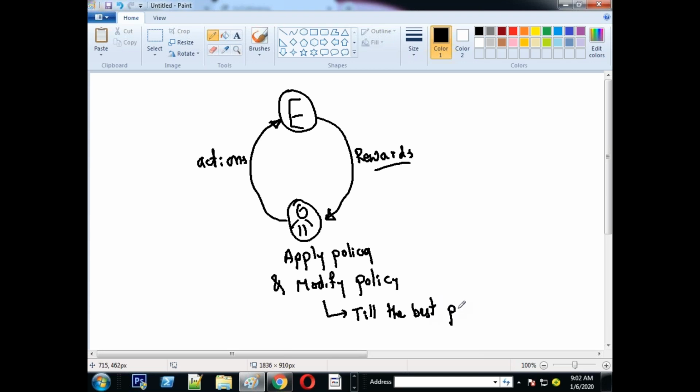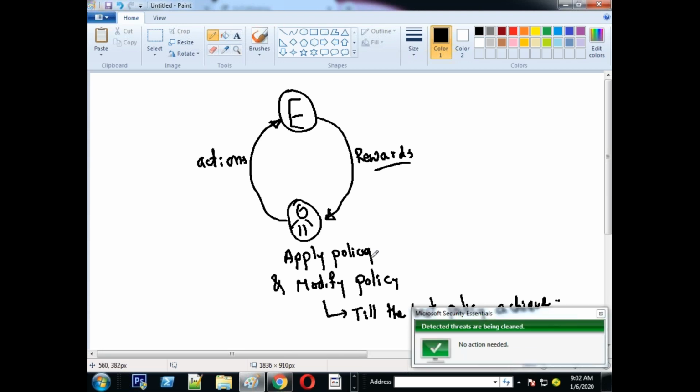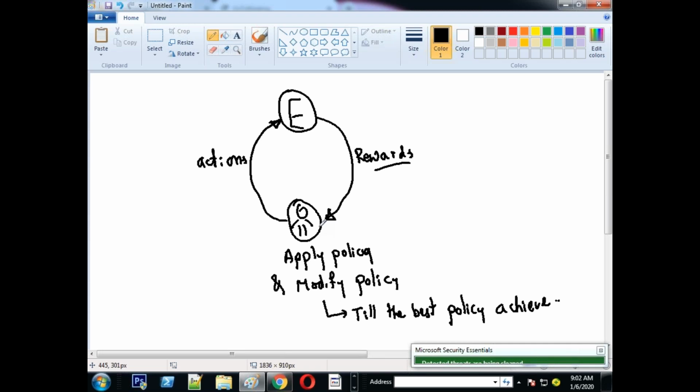we get the best goal, the best policy. Till then the training continues. It is a training loop: take an action, immediately get a reward, immediately modify the policy again. With the latest knowledge, again apply the action. Again the environment is giving a reward. Maybe after 200 or 300 or 400 iterations, it achieves the best policy. Then training is completed.